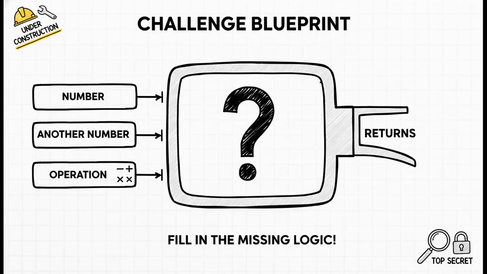And now, it is time to put all of this into practice. Your challenge is to build a simple calculator function. It should take 3 arguments, 2 numbers, and a string for the operation, like add or subtract. Then it should return the result. This is a great way to combine everything we've just covered. So go ahead, give it a try. What will the first line of your function look like?